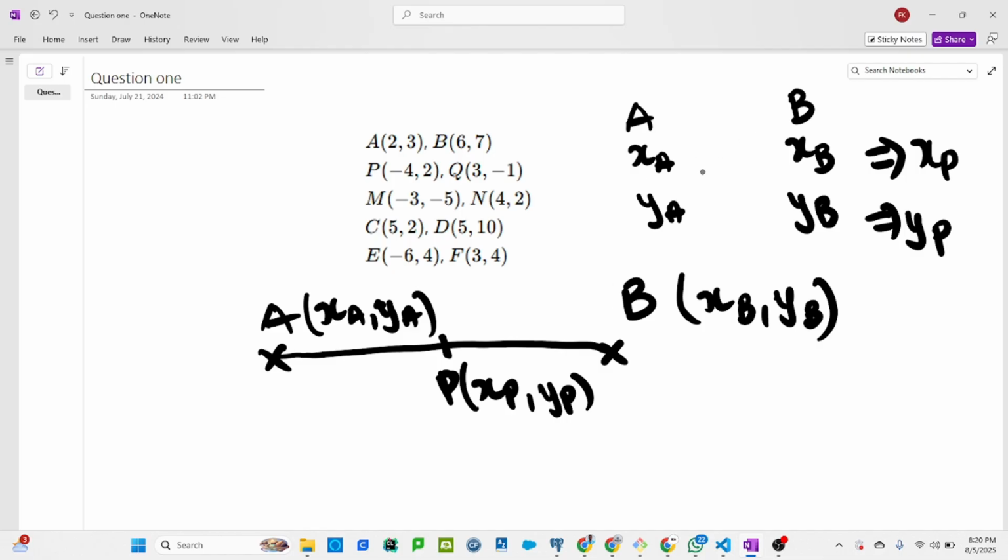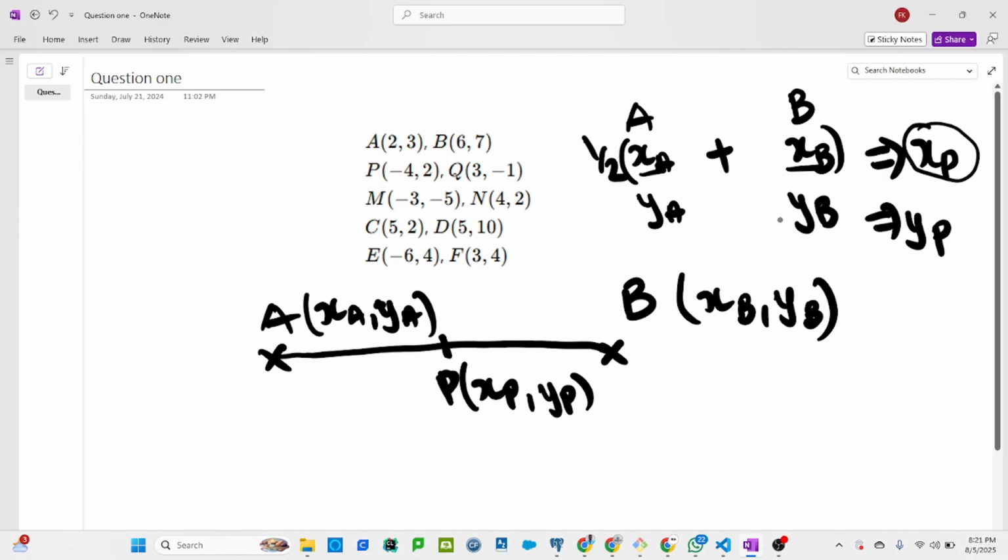So what you do is add the A and the B values, and then you divide it into two, because of course we are looking for the middle point. So you add this to this, and that will give you the value for x of P. You do the same thing for y too. You add the coordinates of the points making the line segment, then you halve it, because you are basically finding the middle. So that's how you go about it.